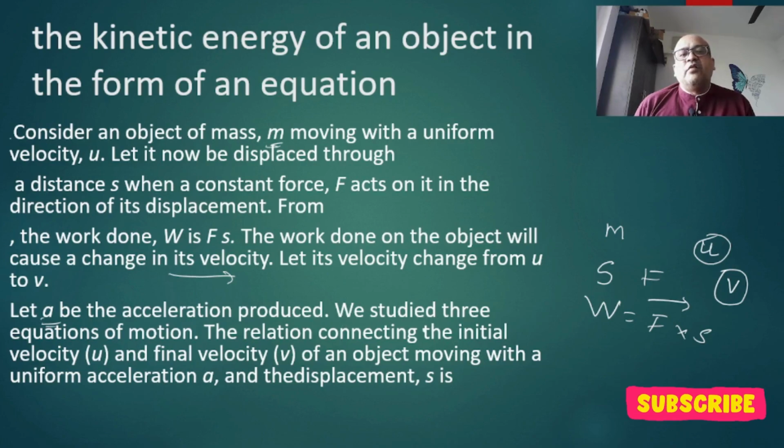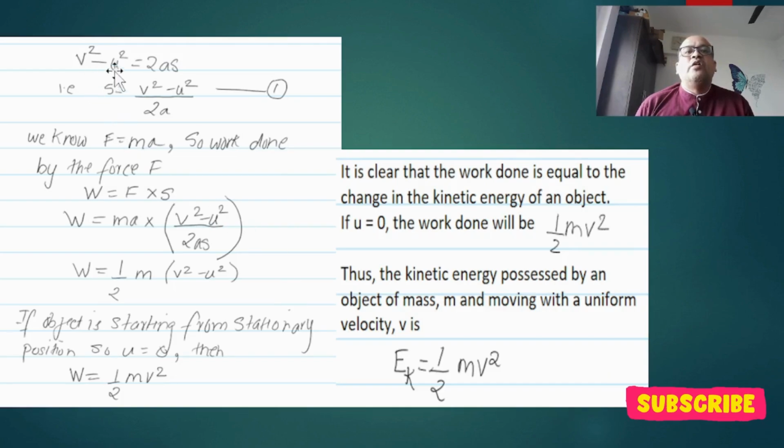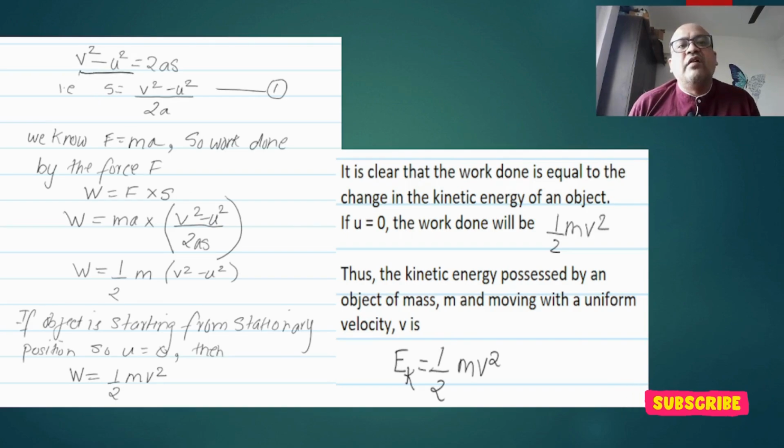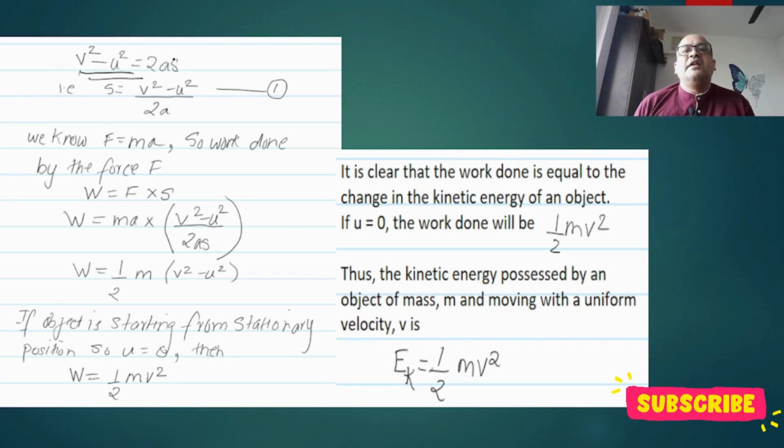We have already studied the three equations of motion, the relation connecting the initial velocity and the final velocity of an object moving with a uniform acceleration a and the displacement s. If you remember, v square minus u square is equal to 2as. Right? So this equation we all remember. If we rearrange, what will we get? s is equal to (v square minus u square) upon 2a.